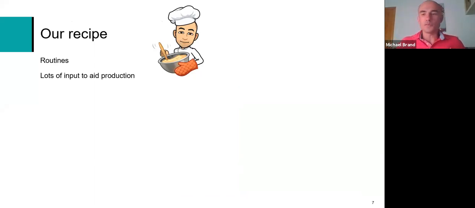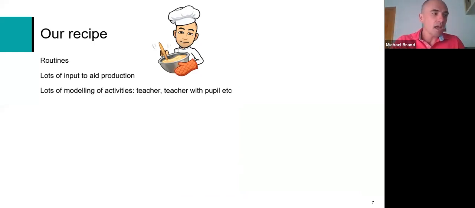For young learners, we need lots of input to aid production. So they might not start speaking immediately, and we shouldn't be surprised. They do need lots to work with, lots of input. Lots of modelling activities, perhaps teacher modelling, then a teacher with a pupil, then finally the pupils doing it. So being explicitly shown what to do is really, really worthwhile with young learners wherever possible.